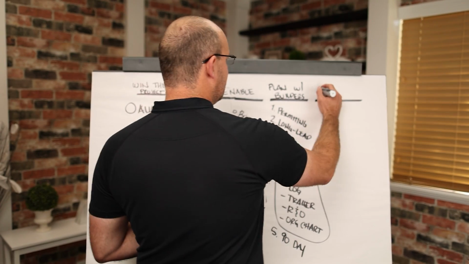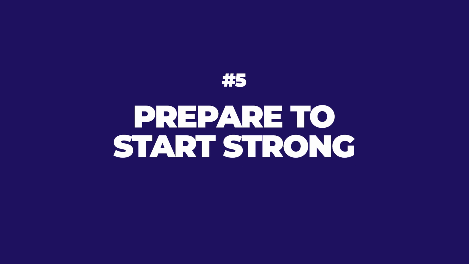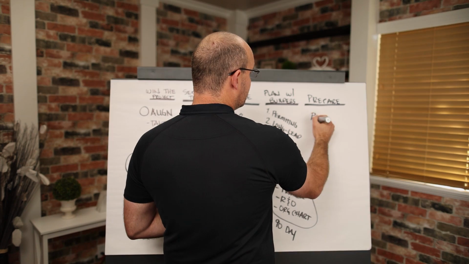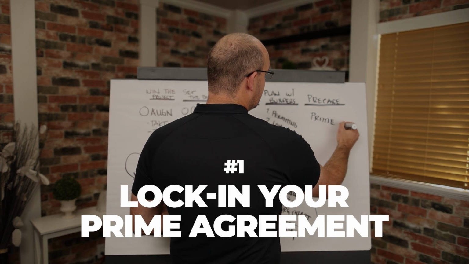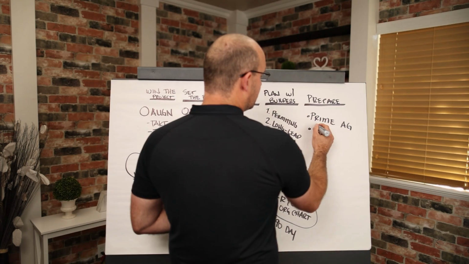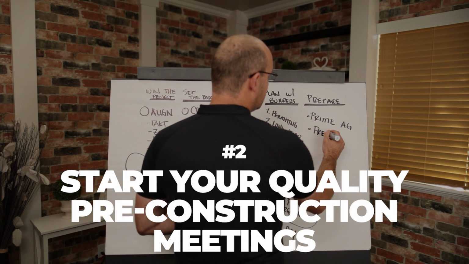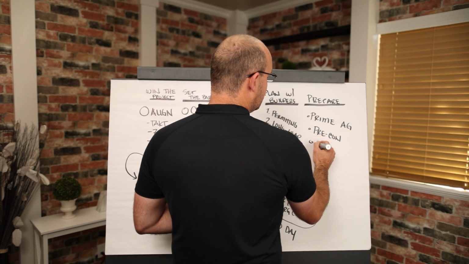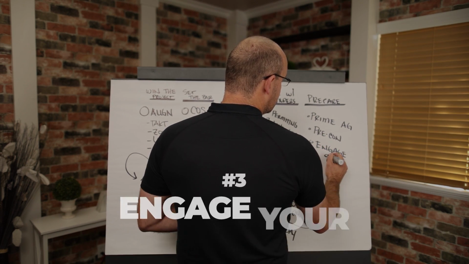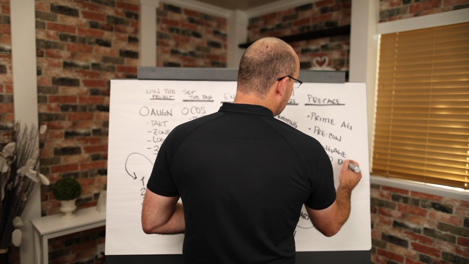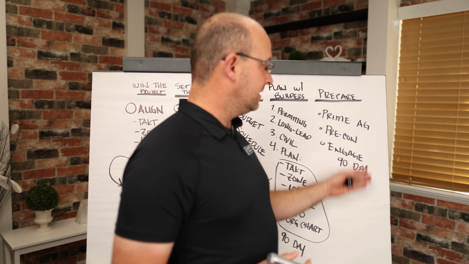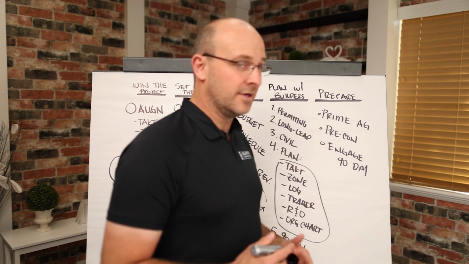And then step number 5, this is what I call prepare, because we already did the schedule, right? We have the plan and the schedule, but this is where you're going to obviously lock in your prime agreement if you haven't already done that, okay? And you will start your quality pre-con meetings with your first trades, and you will engage your 90-day plan. So this is when you want to get out of the gate and really be successful and make a good impression, because it's easy to make up time in the beginning phases. It's not easy later on.